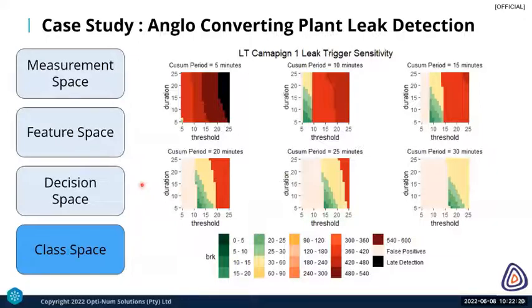So thus far, we've implemented the system. It was able to detect leaks during the course of last year. And this year, we've actually switched over to a different phase of the reactor, so fortunately we haven't had any leaks thus far.